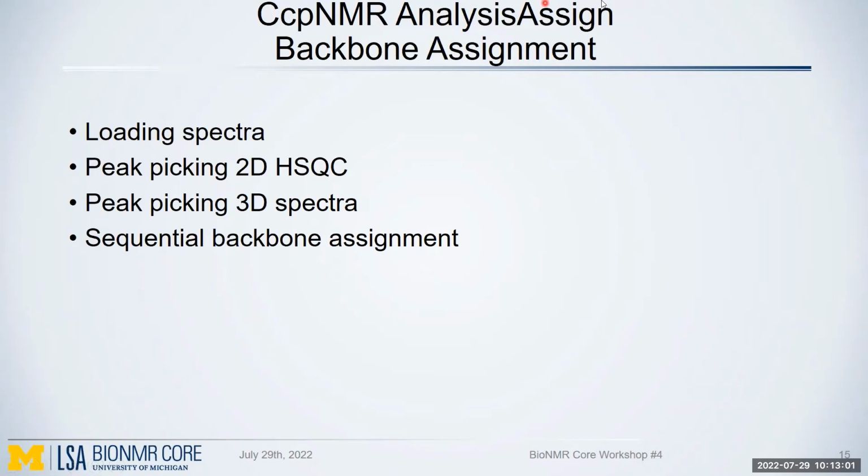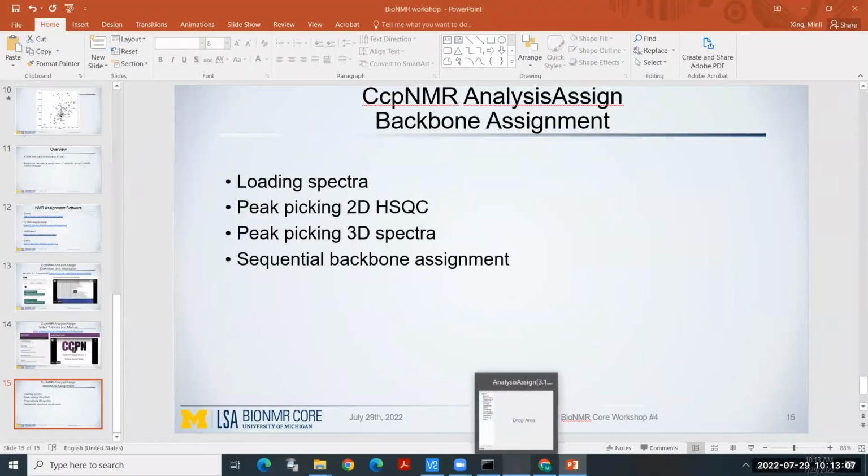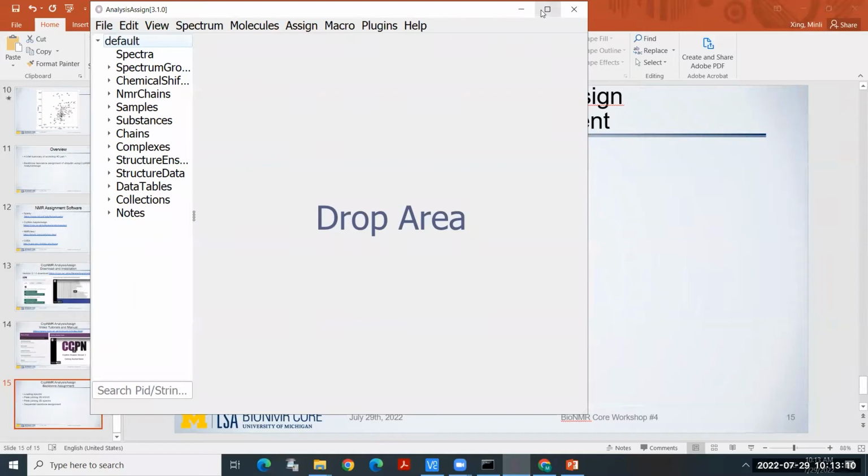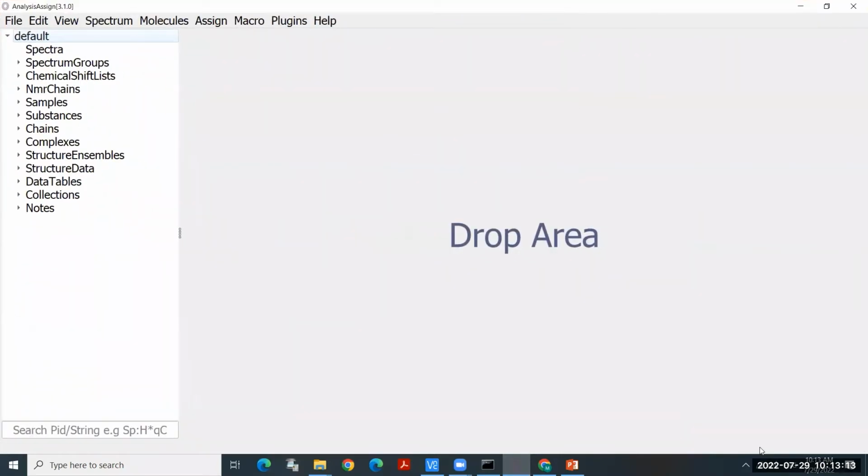So now I will open up CCPNMR. Hopefully everybody has CCPNMR installed, and maybe you have tried to open it up and see what it looked like. When you open CCPNMR, first you will see a drop area in the center. That's where you can drop the spectrum to display it. On the left is a sidebar. In the sidebar, you can change the properties of the spectrum or the properties of the NMR chain, samples, and so on. And on the top is the menu bar.